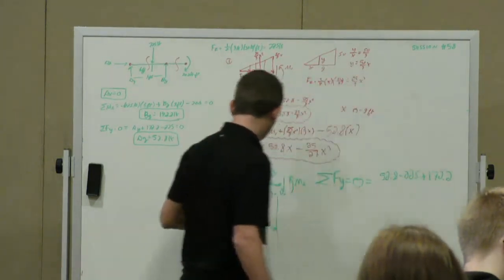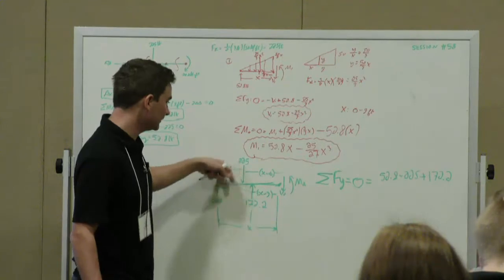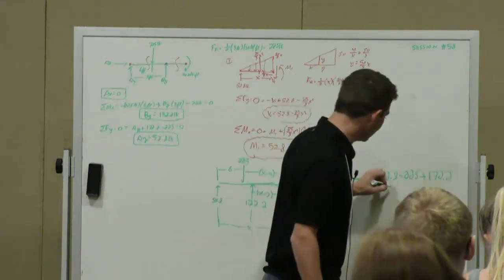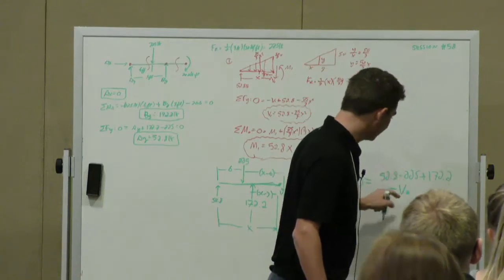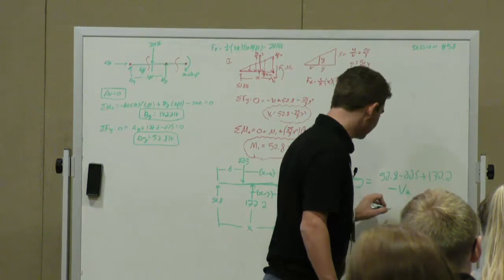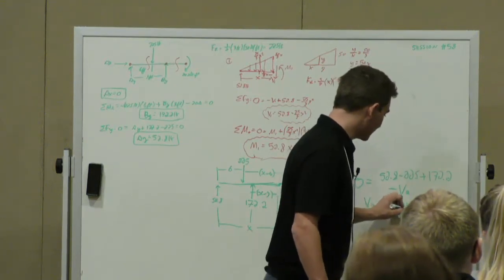52.8 minus 225 plus 172.2 minus shear. So we just have our two support reactions, our negative equivalent load, and then minus our shear load, V2. So does someone want to plug that in a calculator for me? It adds up to 0. So does that make sense?